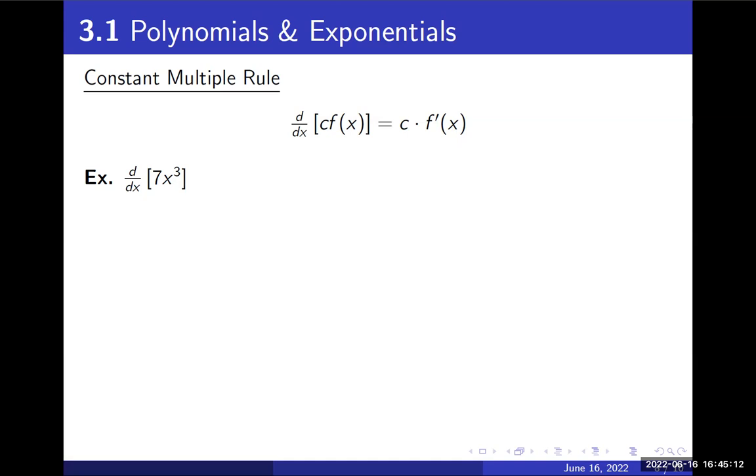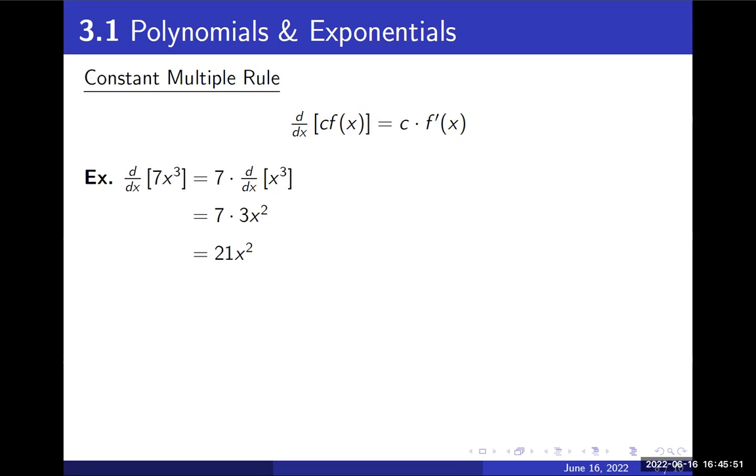multiply it with the derivative of your function. Let's see this in an example, the derivative of 7x cubed. If we were to take the derivative of 7x cubed, the 7 is our constant multiple. So we could think of that 7 as almost being pulled out of the derivative. We only need to focus on the derivative of the x cubed. We know from the power rule that the derivative of x cubed is 3x squared. So we've got 7 times 3x squared, which gives us a final answer of 21x squared.